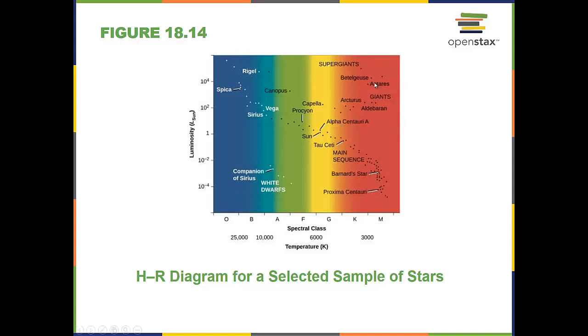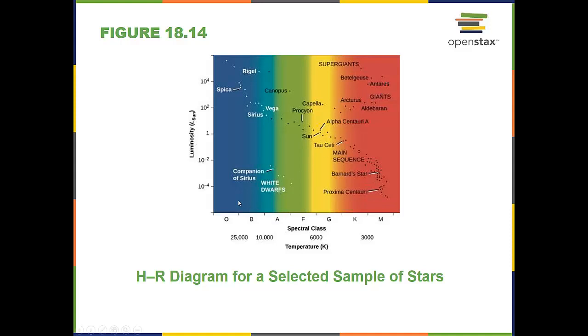The only way a red star could be as luminous as a blue star is if the red star is way bigger. The stars at the top right of the HR diagram are up to 1,000 times larger than the Sun. These are called red supergiants.